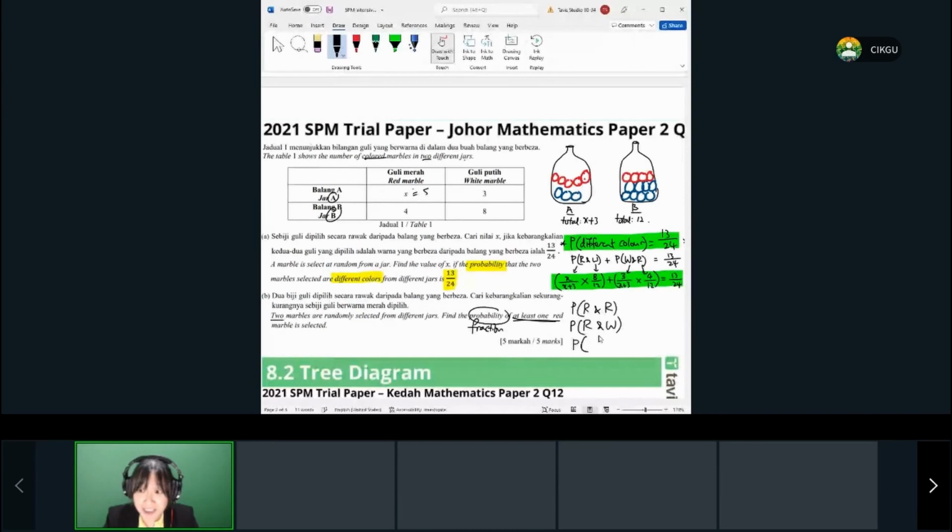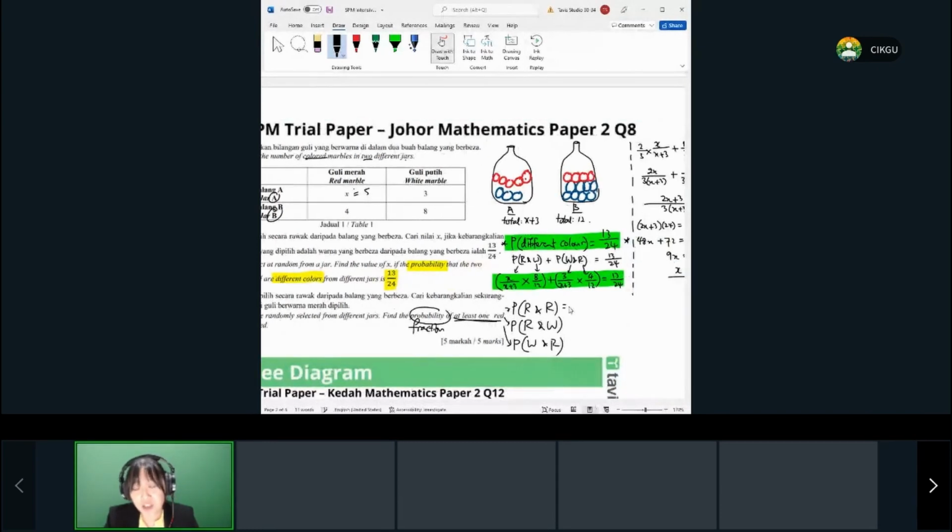Or you have the third case where you select white first, but then you make sure you select red from jar B. Okay? So looks like this one, you have 3 cases: 1, 2, and 3. So some students be like, can I find one by one? Can. Just find one by one, and then just add it all up, you will get your final answer.